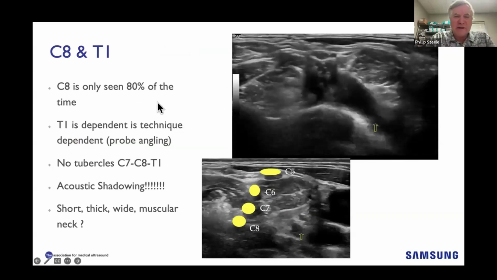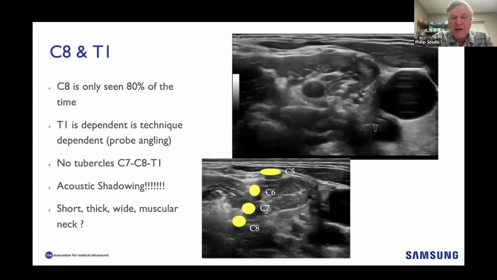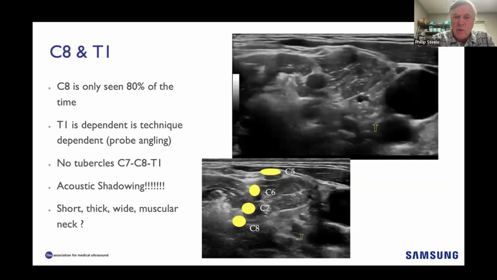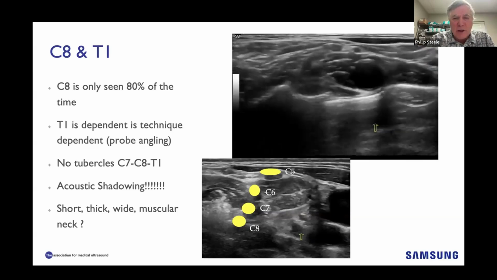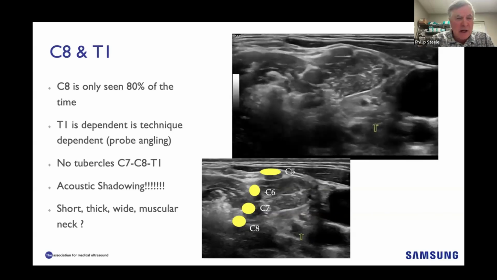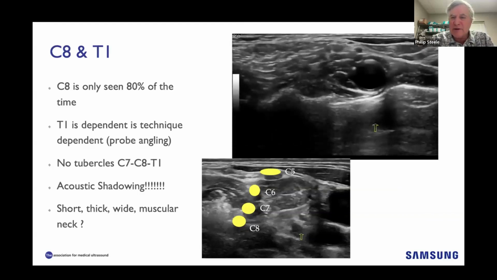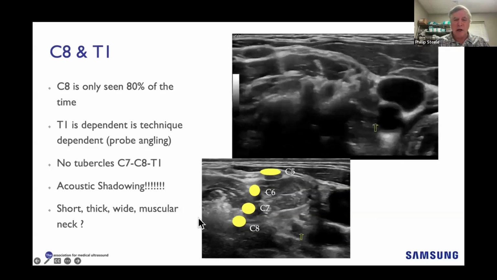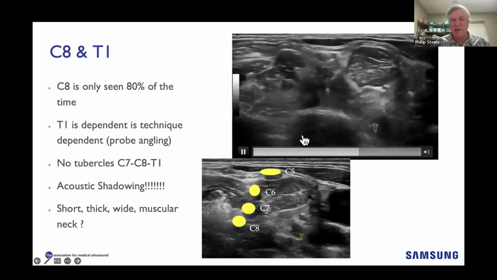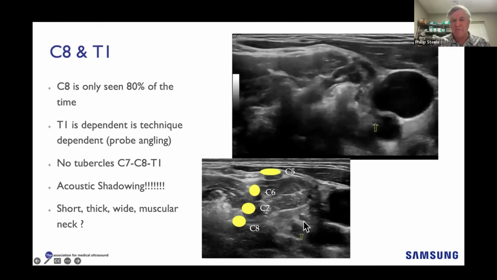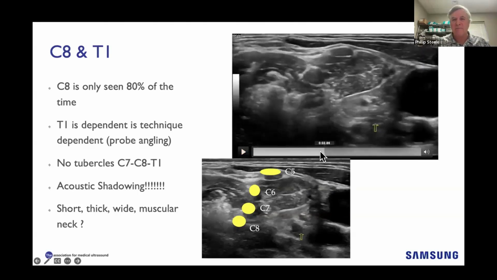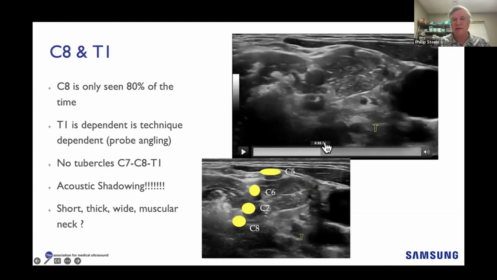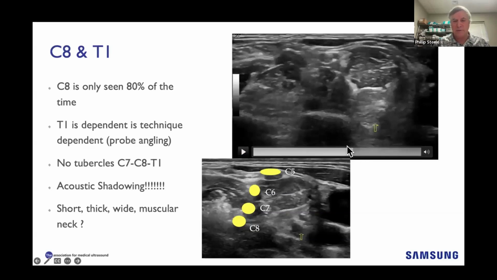So C8 and T1: when I gave this talk in 2020, I didn't really have a good way of seeing T1. You could find C8 maybe about 80% of the time, and T1 was really difficult to identify. We're going to go over some new ways to look at this, and I've spent a lot of time trying to show how these nerves can create entrapment for thoracic outlet. Obviously, the patient with that short, thick, wide muscular neck can be challenging. Most of the time you can see C8, but T1 is the challenge, and the inferior trunk is commonly entrapped in the brachial plexus. You can see in the scan here that this person has a significant variation in how C5 joins up with C6 and the anterior middle scalene, which we're going to go over as we move through this talk.